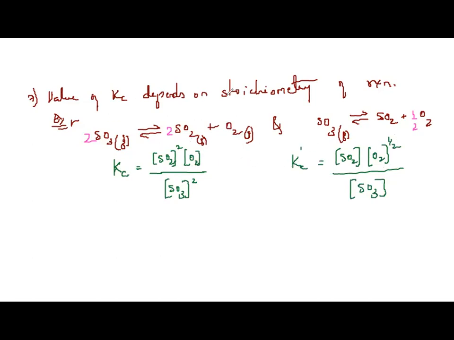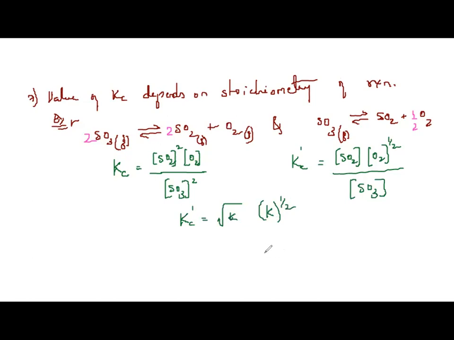Therefore, I say the value of Kc depends on the stoichiometric calculations. Here this is K prime. So Kc prime is equal to the root of K, or I can write it as K raised to 1 by 2.